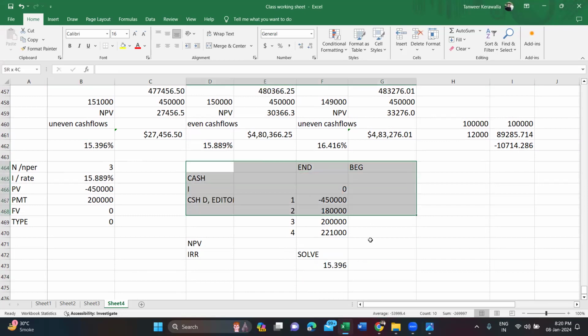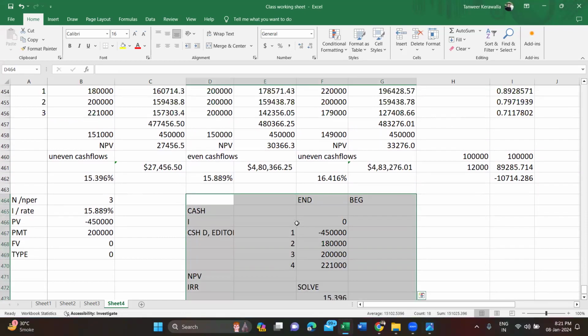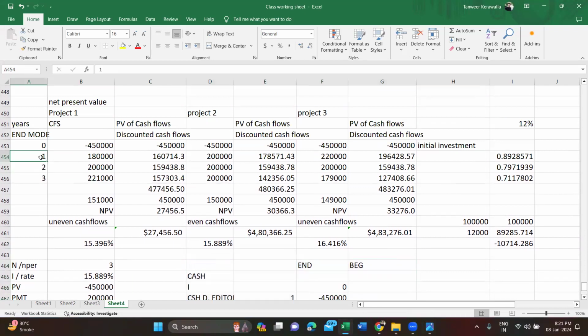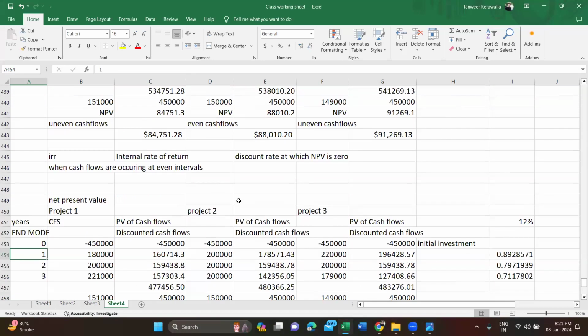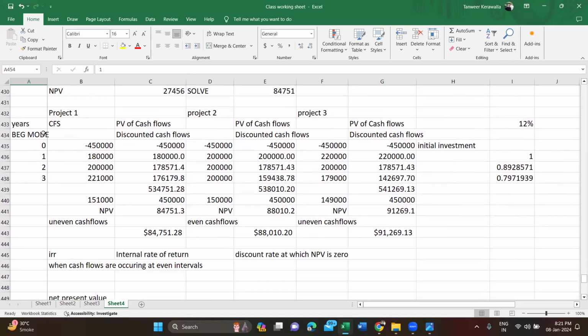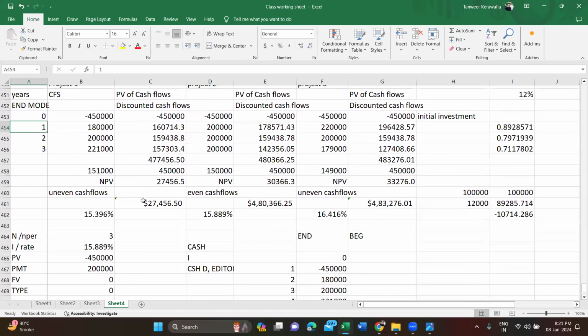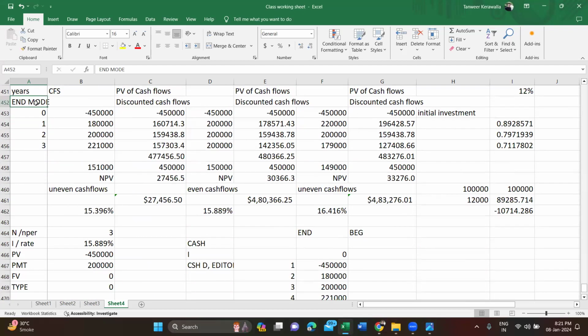Now, if I want to do the same thing in begin mode, that means I assume this is not at the end of 1 year, this is the beginning of 1 year, right? I just change the mode from end to begin. So if I copy the table again, actually the same thing is there, but it's in begin mode instead of end mode. That means beginning of year one, beginning of year two, beginning of year three.